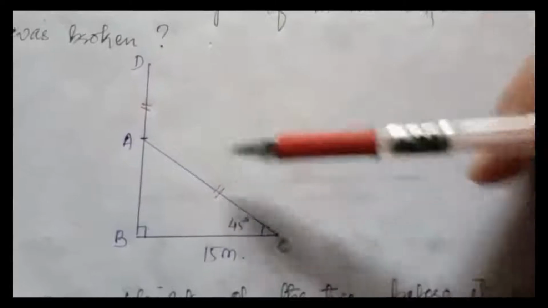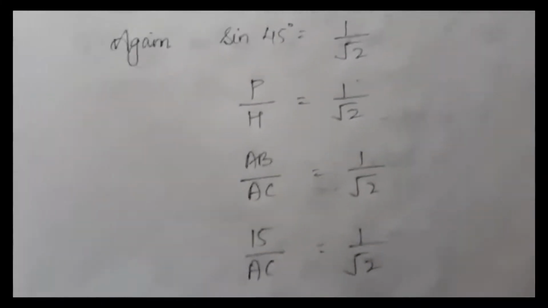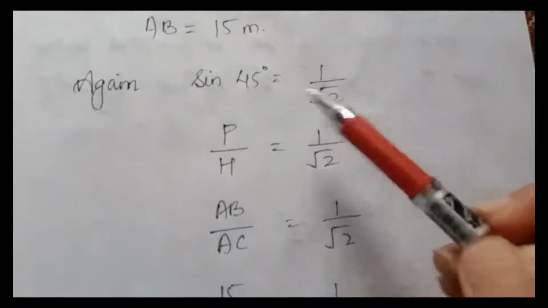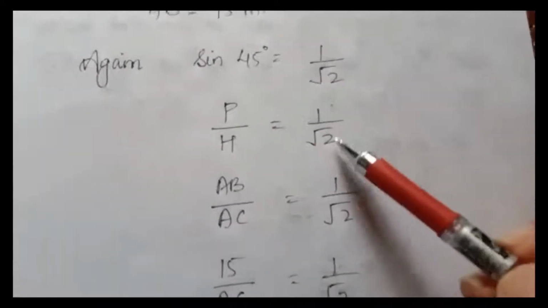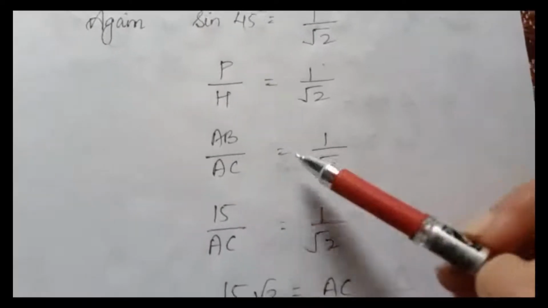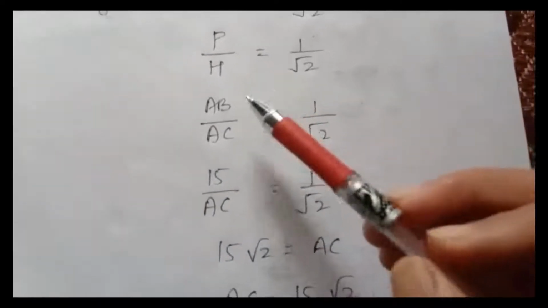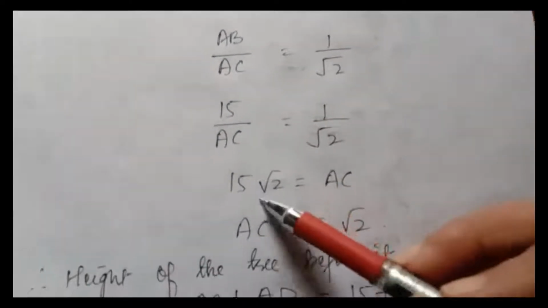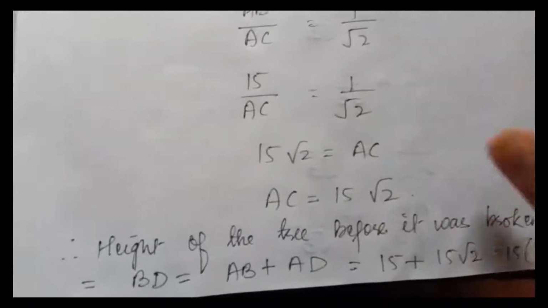Now we need this hypotenuse. So here I am using sine. Sine 45 is 1 by root 2. Perpendicular is AB, hypotenuse is AC, so sine 45 is equal to 1 by root 2. So AB is 15 divided by AC is equal to 1 by root 2. Now cross multiplication, 15 root 2 is equal to AC.